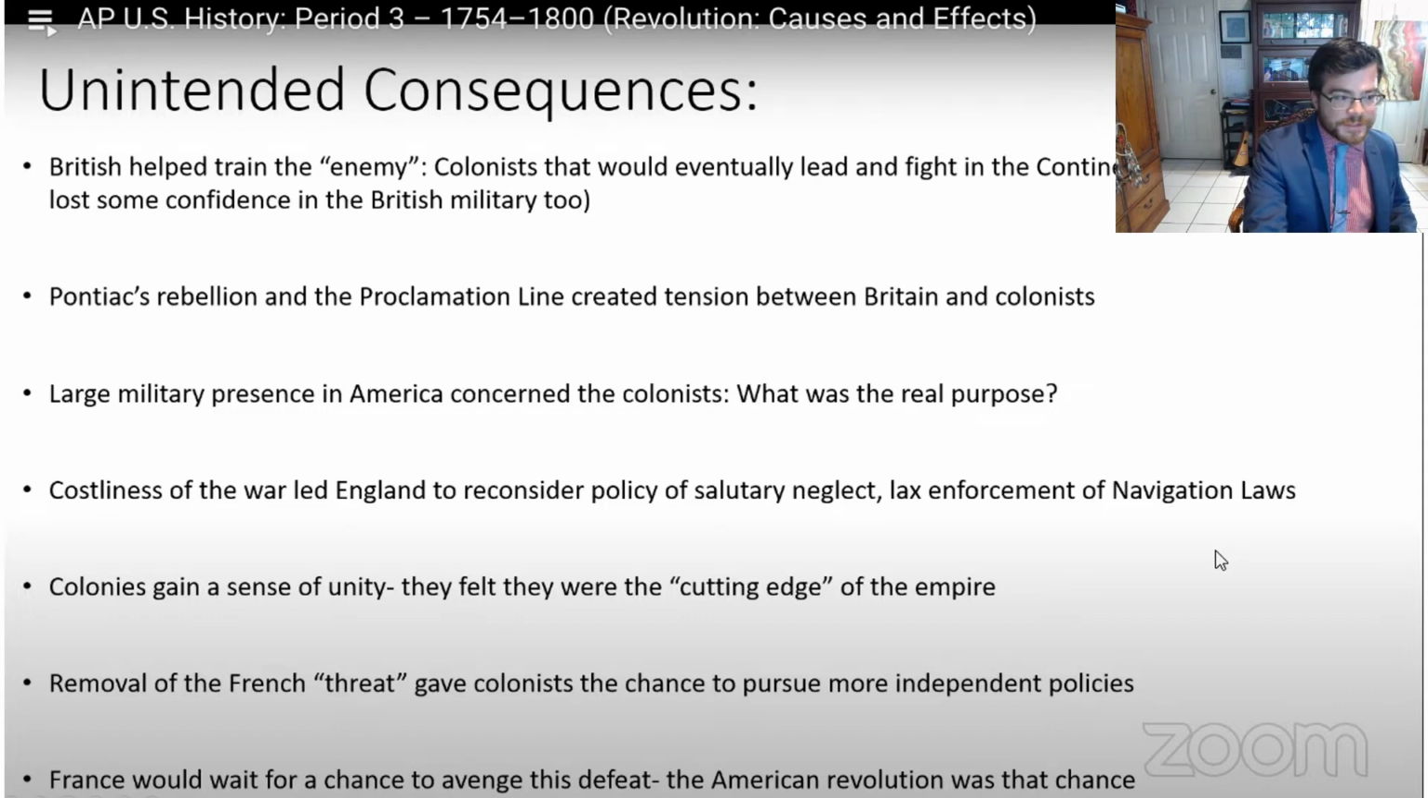So France is going to hate England for losing the French and Indian War, and then they're going to totally want to help America when they get the chance. They want revenge. They're like, ho ho, vive la France, okay, I'm sorry, that was a horrible accent. I'm just going to stop right there.